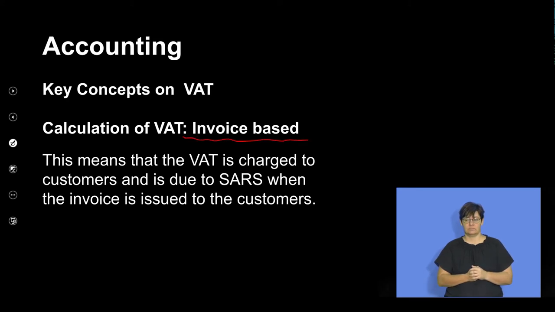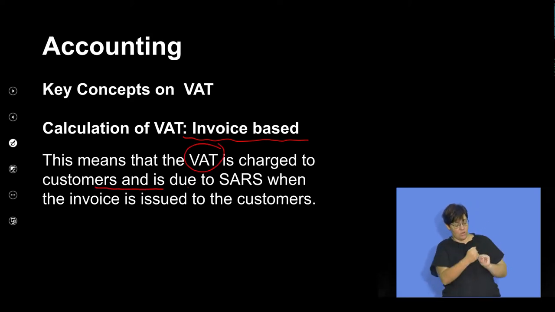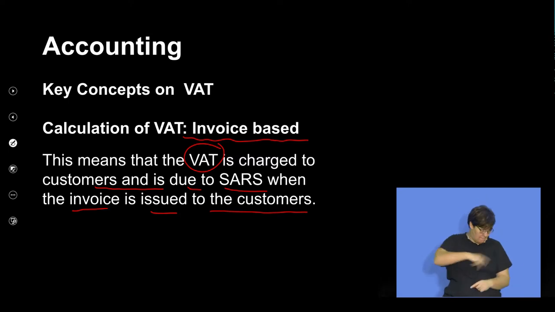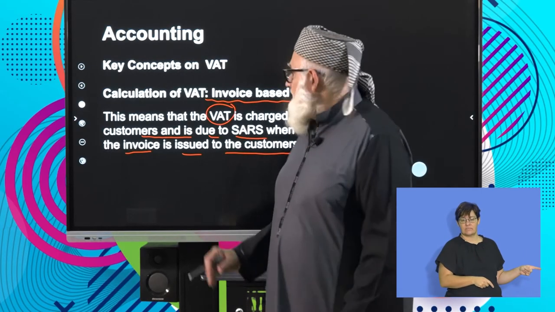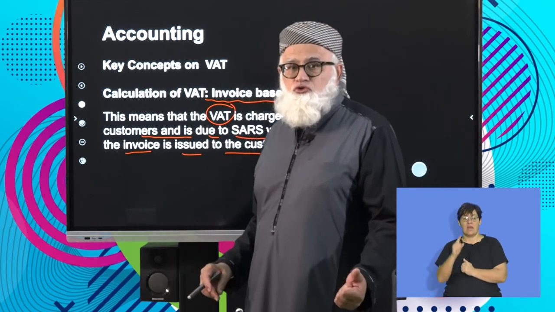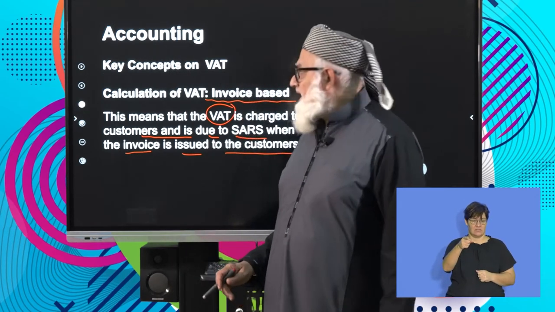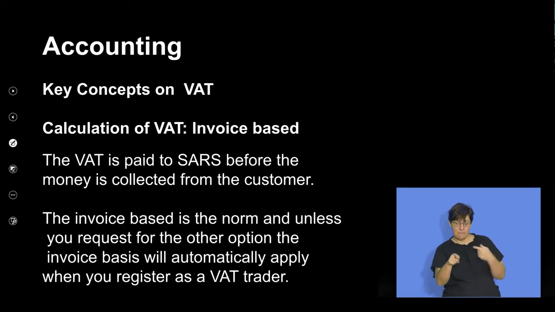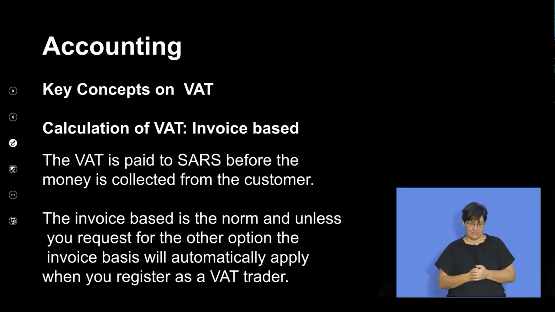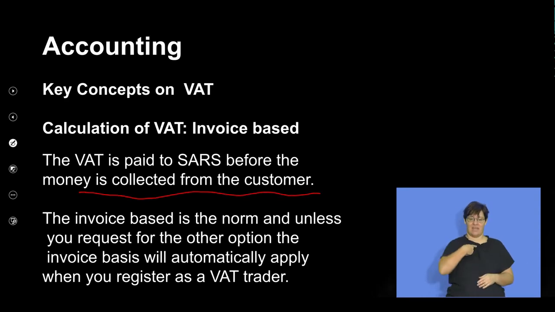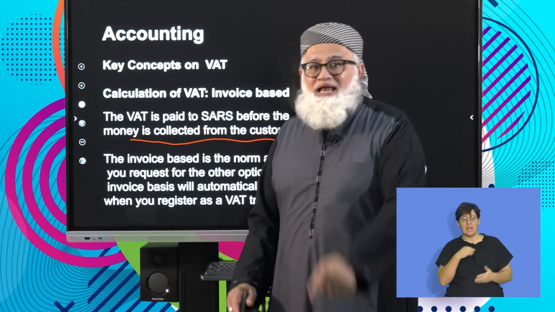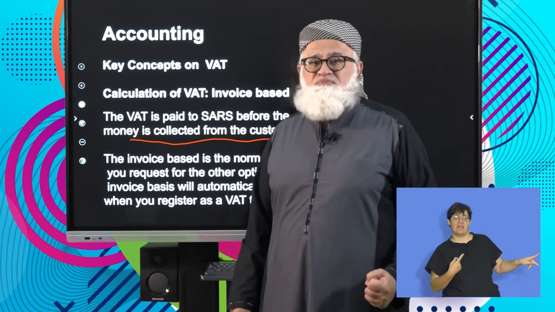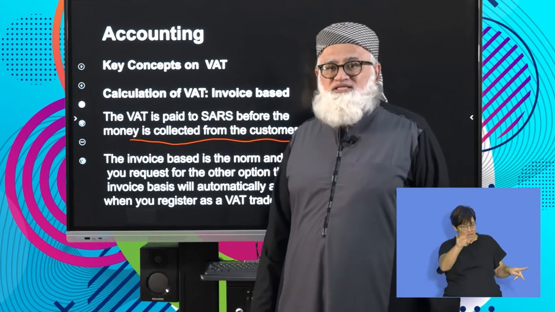This is what we mean by the invoice basis. It means that the VAT is charged to customers and is due to SARS when the invoice is issued to the customer. Can you see that? The difference is the moment the transaction takes place, in other words, that's the time when the VAT is charged to the consumer and it is then due to SARS. The VAT is paid to SARS before the money is collected from the customer. So although you had a credit transaction, you are liable to pay SARS, although you as a business haven't received the money from your customer as yet.